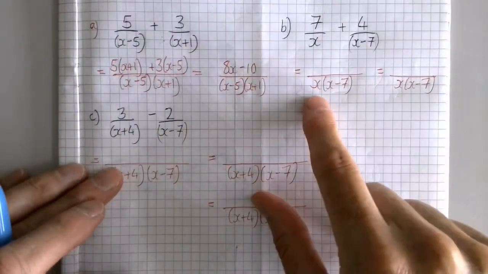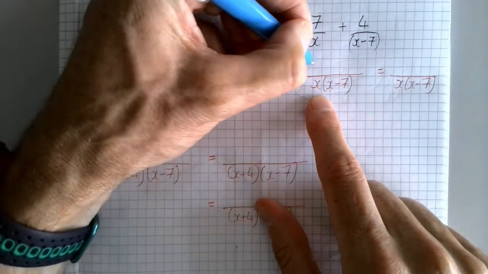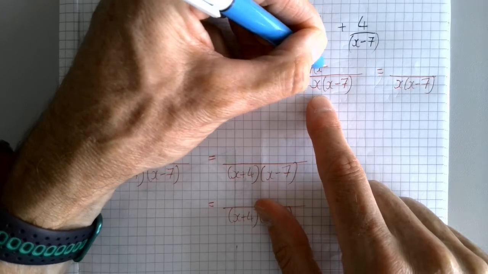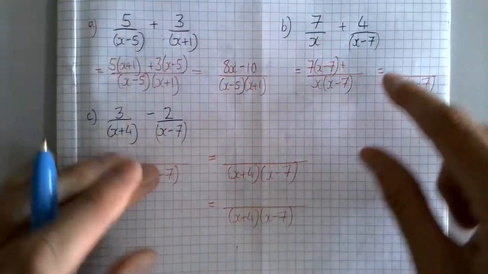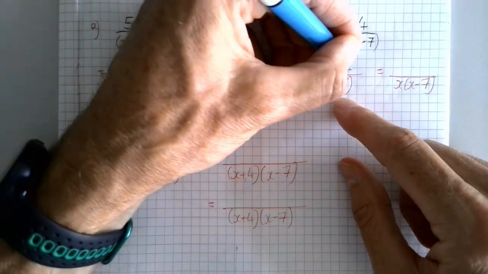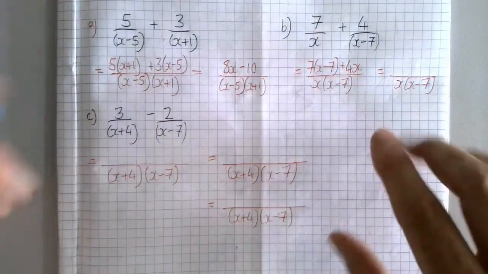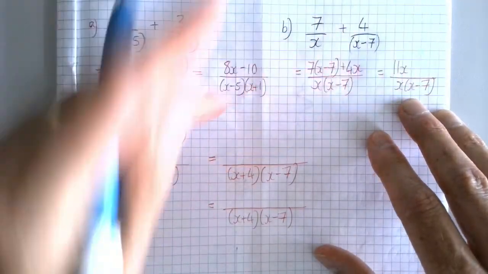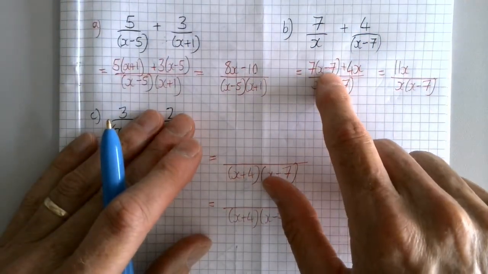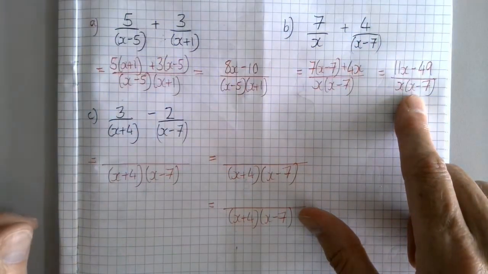Here, same thing, slightly easier denominator, so I've got to turn that into that, I need to multiply by x minus 7, sorry. And to turn this into this, just need to multiply by an x. So I'm going to multiply the numerator by x as well. So it's a bit simpler. So I've got 7 x's and 4 x's. And I've got 7 times minus 7, which is minus 49.